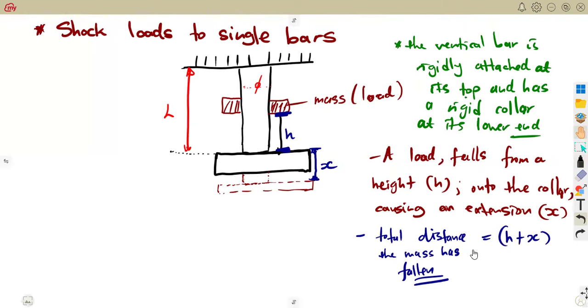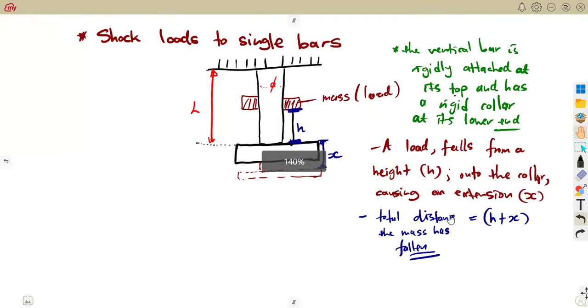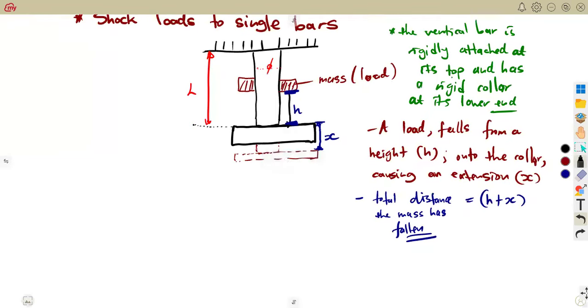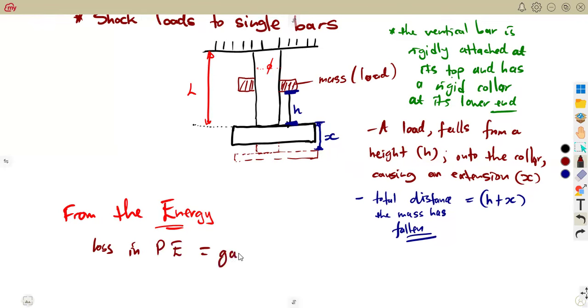Formulas or calculations can be made when we consider the energy. How so? From the energy, let's see what's going to happen. As this object is falling, it loses potential energy. So we are going to notice that there will be a loss in potential energy, and that loss must be equivalent to a gain in strain energy.